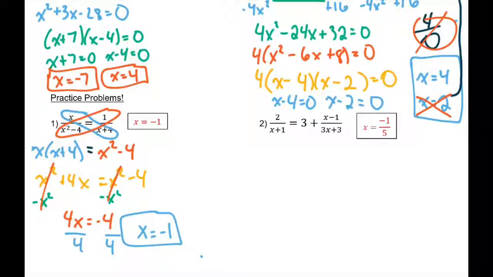So in number 1 here, I got negative 1, and this is not extraneous because if we were to plug negative 1 into either of these denominators, it wouldn't make 0. So we're good to go. This is our final answer.